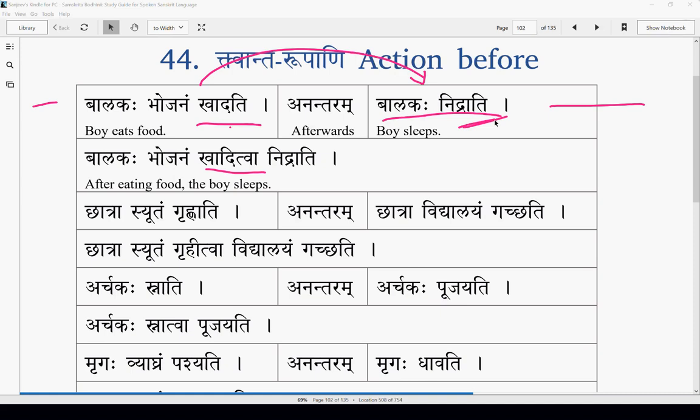So where are we going to apply the tva? To the first action, to the first kriya padam. To the first kriya, we are adding this tva. So balaka bhojanam khaditva nidrati. This is the second action. The action happening first is coming here with the tva, and then the action happening after that is coming in its own simple form, that is, its kriyapada form. Whether it could be in vartamana kala, it could be in bhuta kala, it could be in bhavishyat kala.